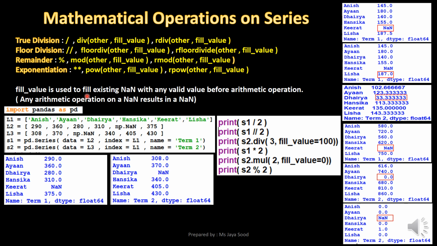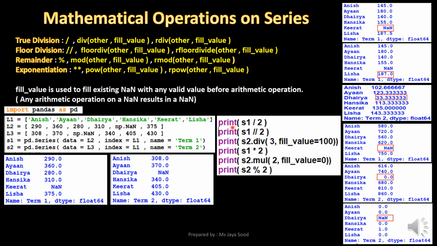Fill value is used to fill the existing NaN values in the series with a valid value. If it is not done, then these operations on a NaN will result in a NaN. Let us take some examples. S1 is a series which is created by passing the list of marks L2 as the data and the list of names L1 as the index. S2 is a series which is created by passing the list of marks L3 as the data and the list of names L1 as the index. This is series S1 and this is series S2.